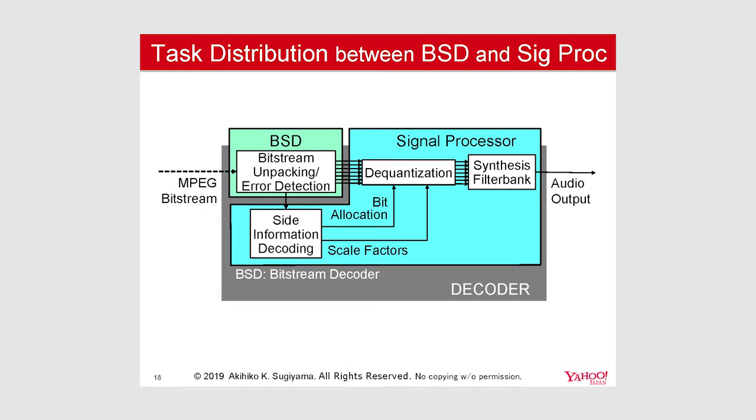It was important to design a good task distribution between two chips. Actually, we had two chips in the first generation. There was, as I said, a general purpose signal processor. There was one more chip which handles bit stream unpacking and also error detection. So there were two chips in it. The signal processor was used for most of the decoding process. The other chip called the BSD, or bitstream decoder, was to unpack bitstream and also detect errors.